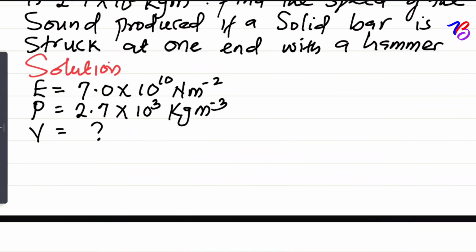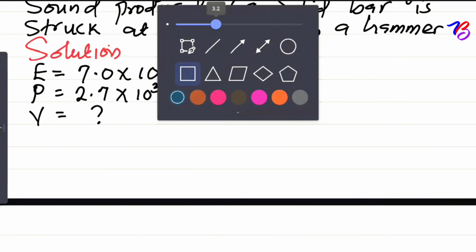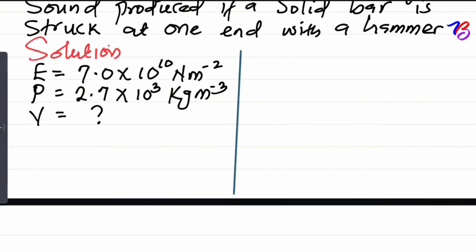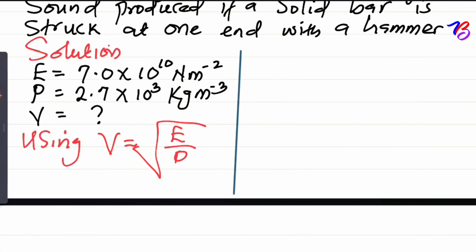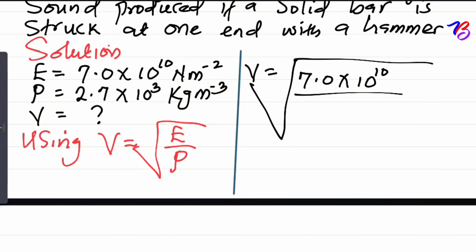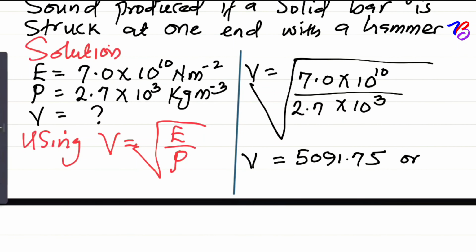What formula are we going to use here? The formula that we've proven above. We know that V is equal to the square root of Young modulus over density. We now have, by substitution, V is equal to the square root of 7.0 times 10 raised by 10, all divided by 2.7 times 10 raised by 3. Now if you do this, our calculator will give you V is equal to 5091.75. If you write this in standard form, you have V is equal to 5.1 times 10 raised to the power 3 meters per second.